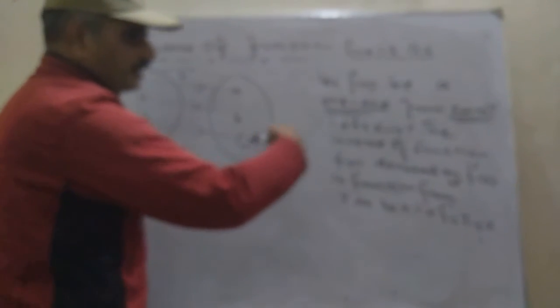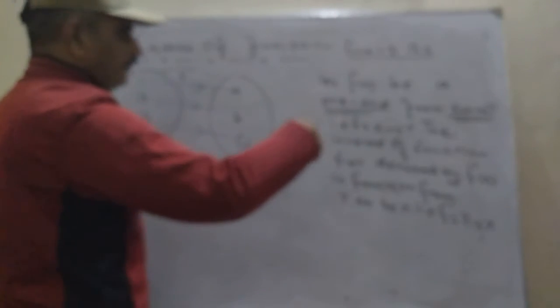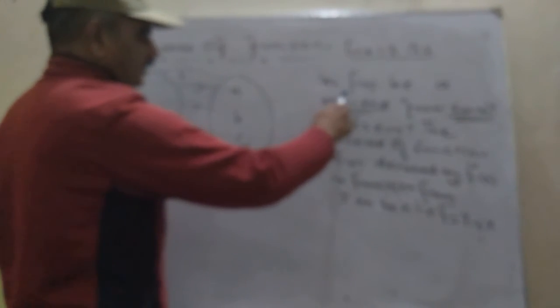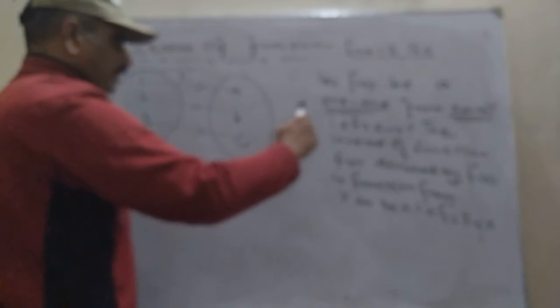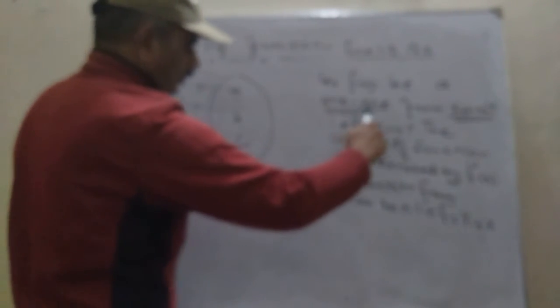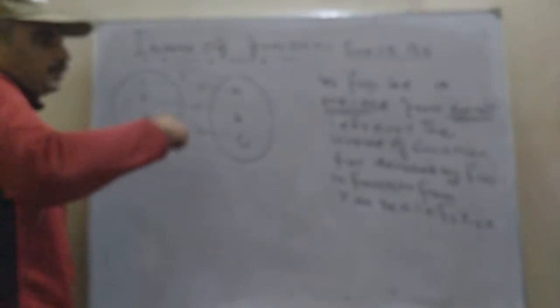There are two basic conditions for inverse of the function. That is, the function must be one-to-one and onto. If it is not one-to-one or onto, then its inverse will not exist.